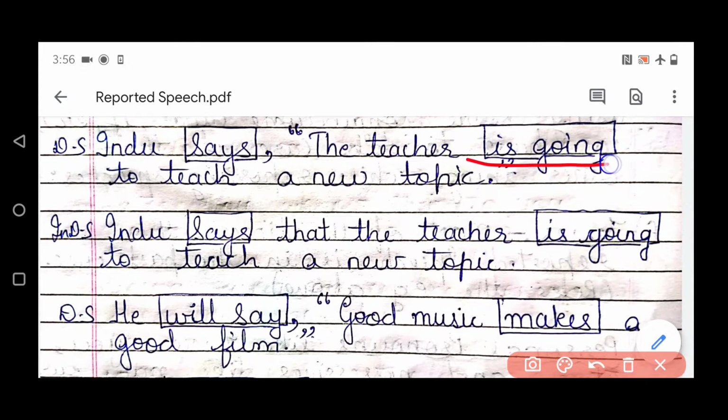Just see, Indu says that the teacher is going to teach a new topic. You can see teacher is going, was going is not written. That is, the reported speech is not changed to past tense. And why has it not changed to past tense? Because our reporting verb says is in the present tense. So this is one point to remember: if our reporting verb is in the present tense, the tense of the speech does not change in the reported speech.